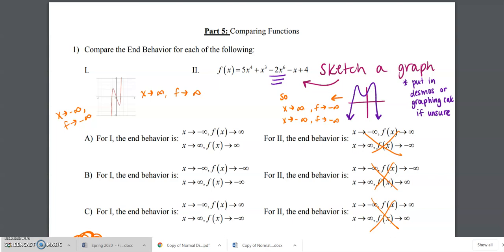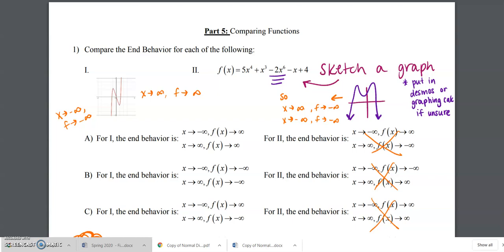Okay, ladies and gentlemen, we're going to go over part 5 of the final exam review, comparing functions. At this point, hopefully you've already gone over these problems, so you're just trying to check for correct answers. If not, then perhaps going through this video while you go over the problems or look at the problems will help adequately prepare you for your exam.